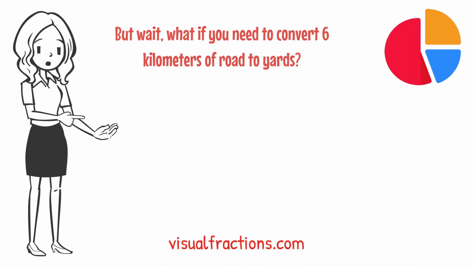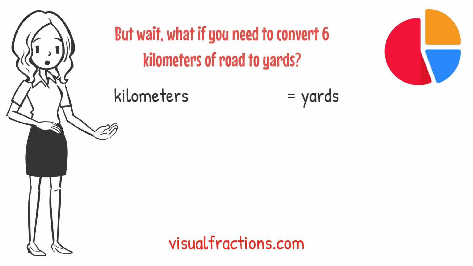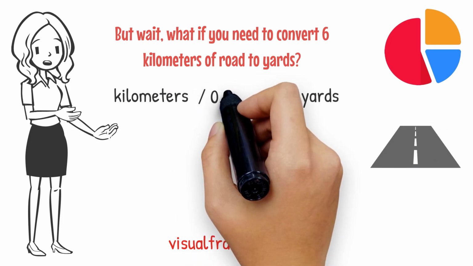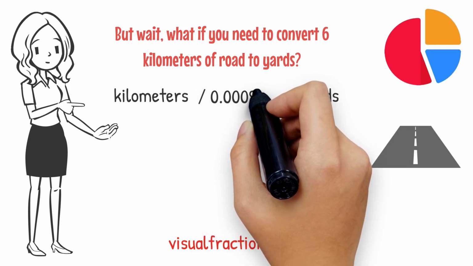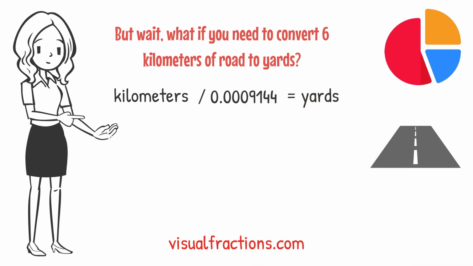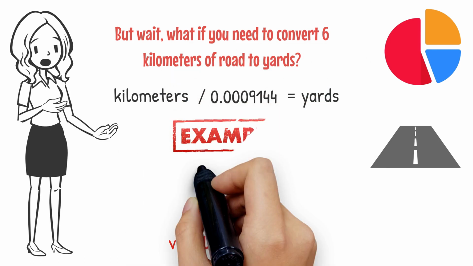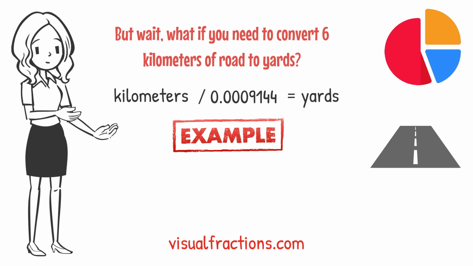But what if you want to convert 6 kilometers of road into yards? No problem. To convert kilometers to yards, divide the number of kilometers by the conversion factor of 0.00091144.